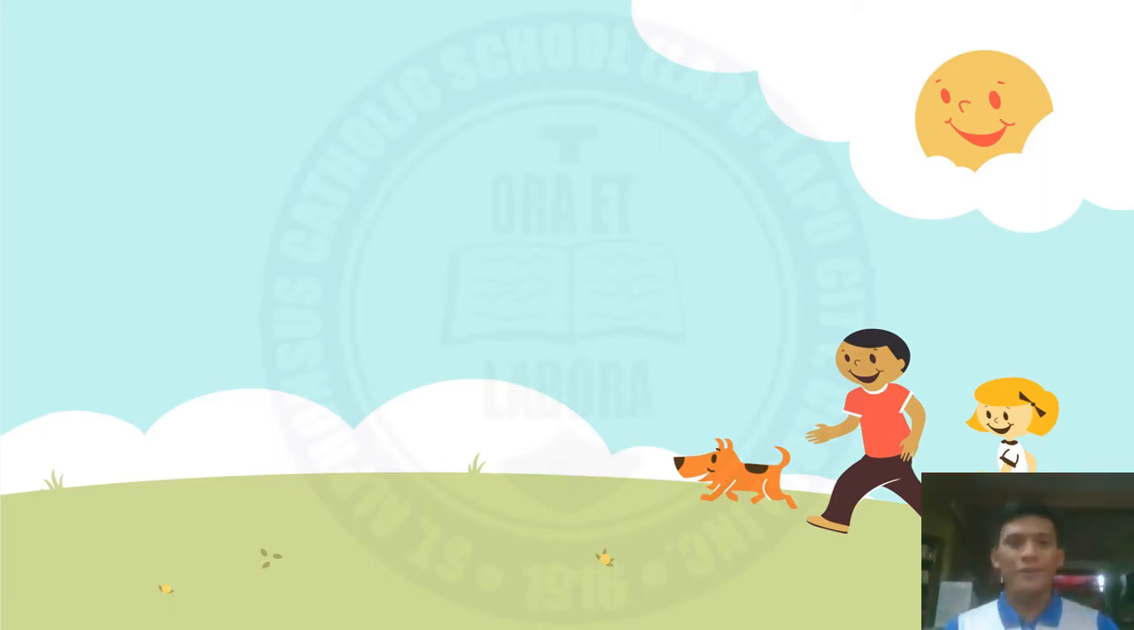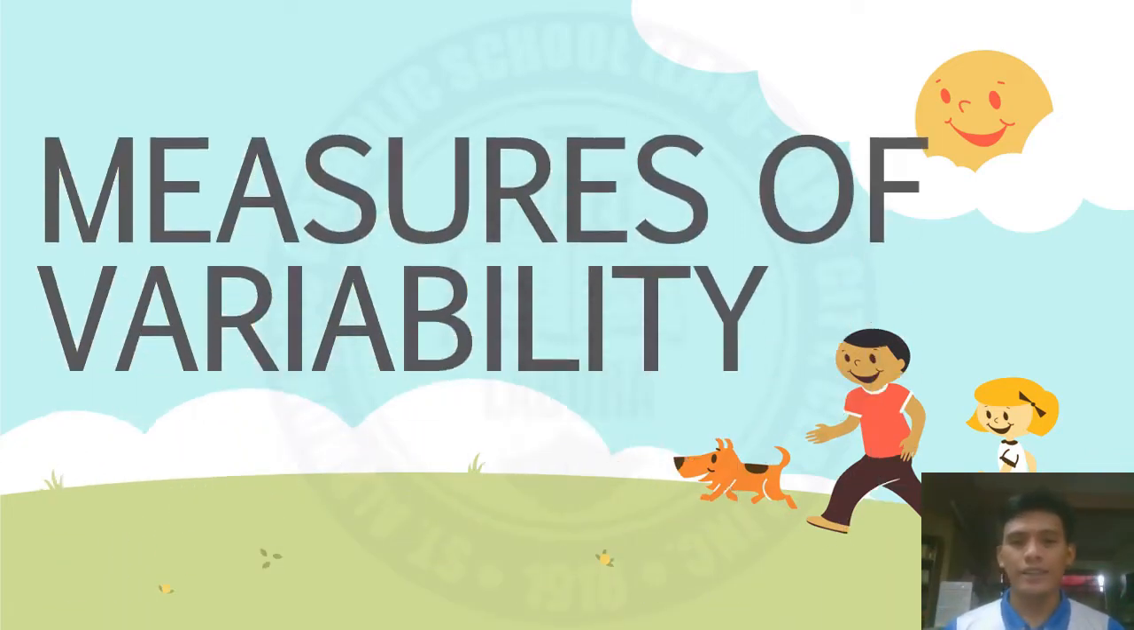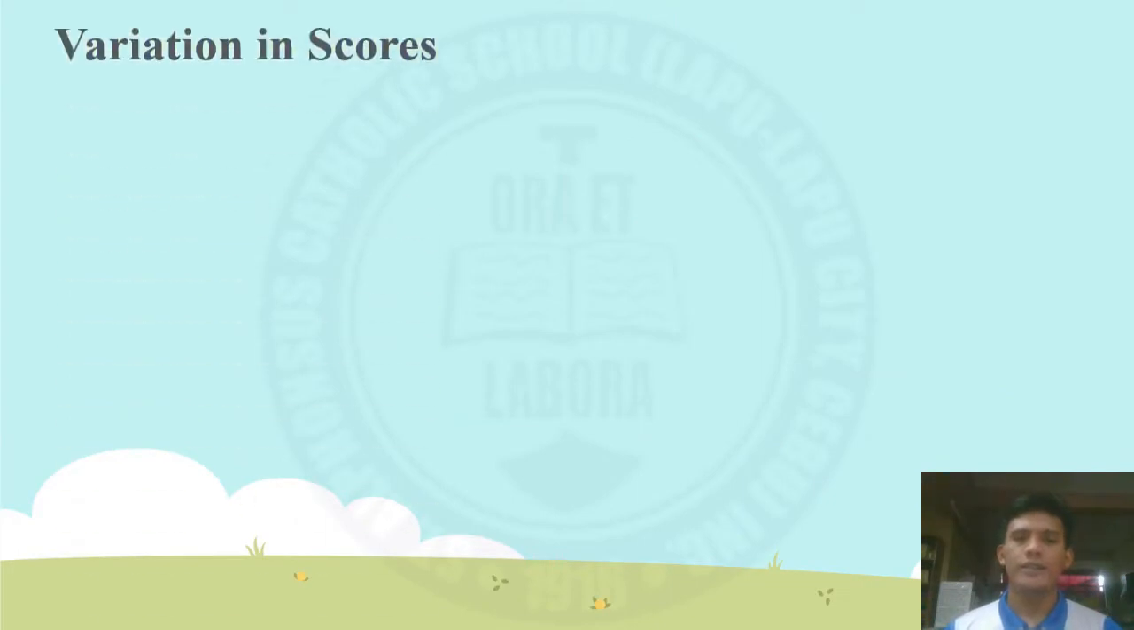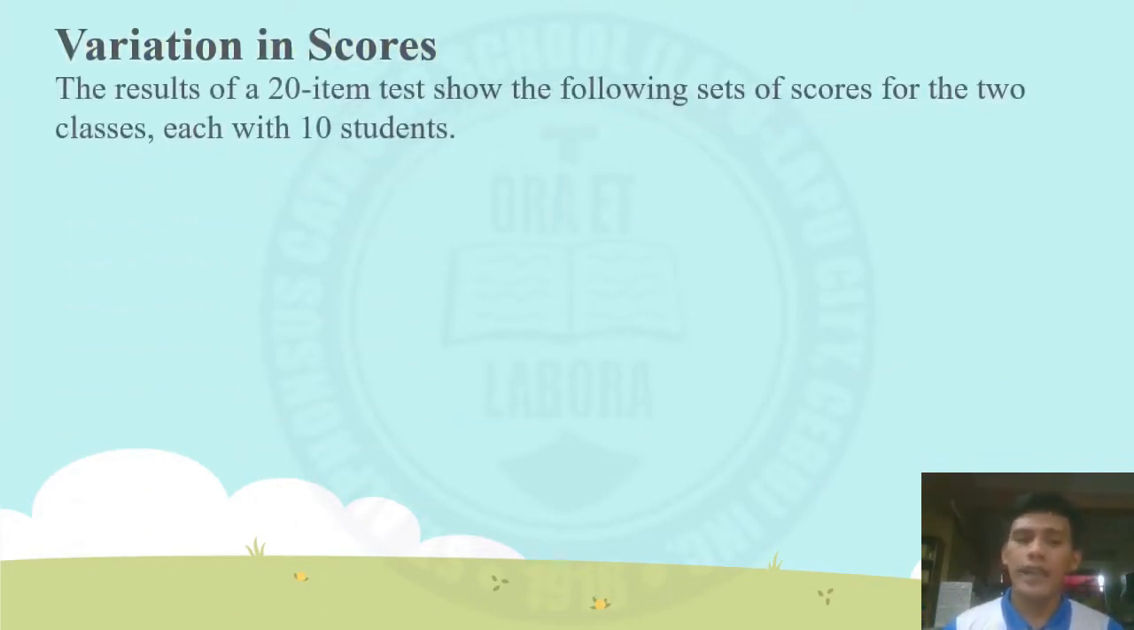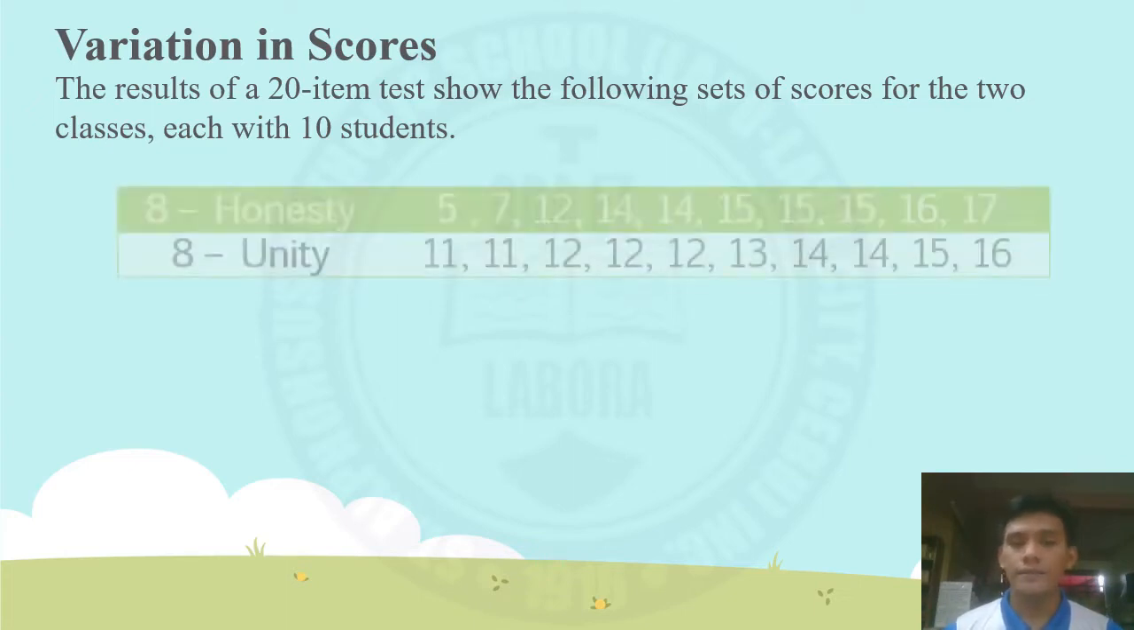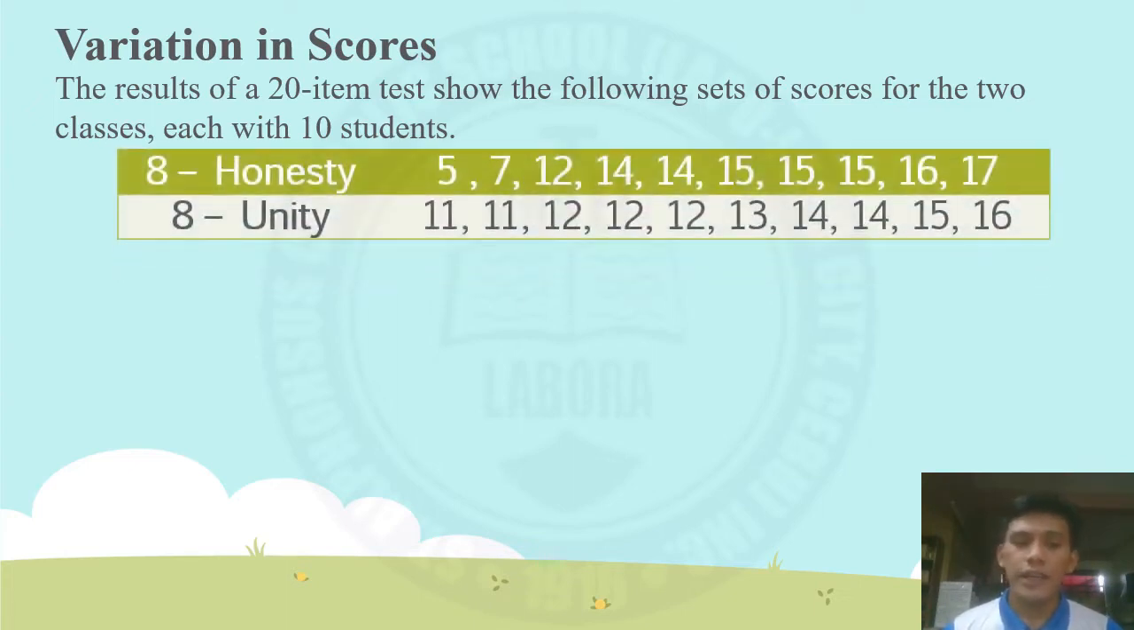In this topic, we will discuss measures of variability. Variation in scores. The results of a 20-item test show the following sets of scores for the two classes, each with 10 students. Okay, this will be the given data. Those are the scores of the Grade 8 Honesty section. For the Grade 8 Unity, that will be.